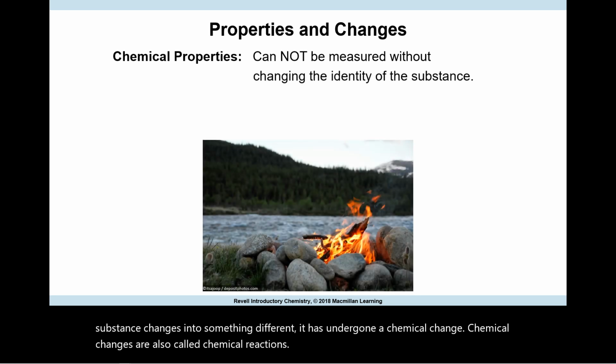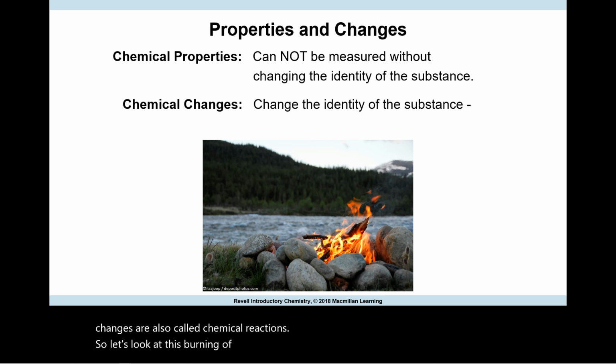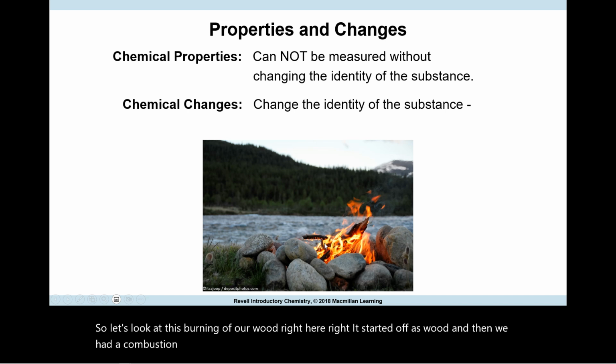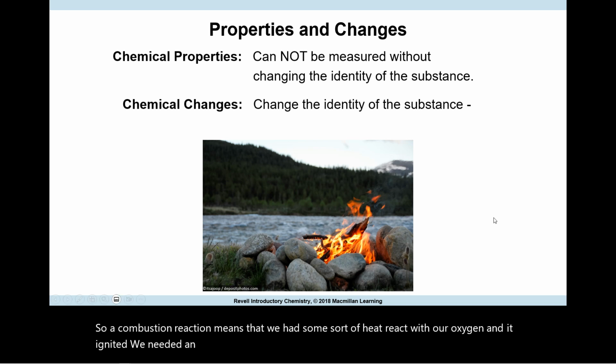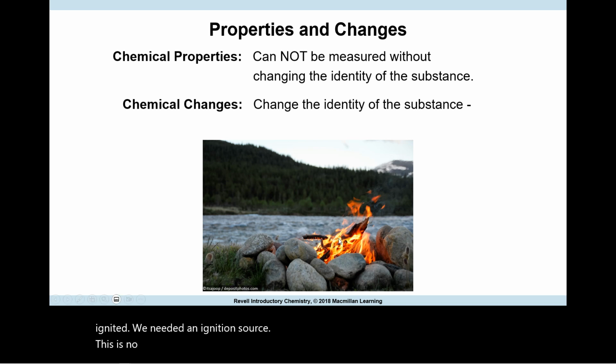So let's look at this burning of our wood right here, right? It started off as wood, and then we had a combustion reaction. So a combustion reaction means that we had some sort of heat react with our oxygen and it ignited. We needed an ignition source. This is no longer wood anymore. It's changed its composition from carbon to carbon dioxide. You cannot get that wood back.